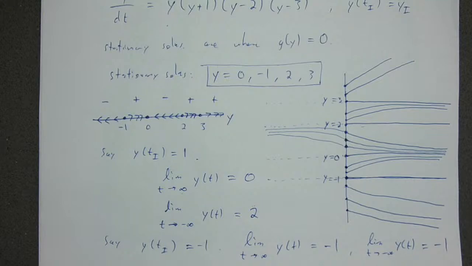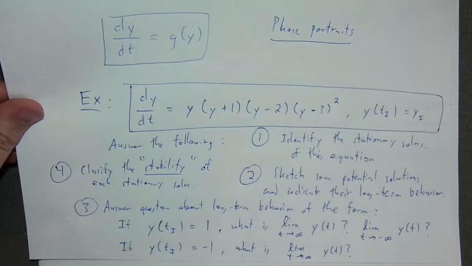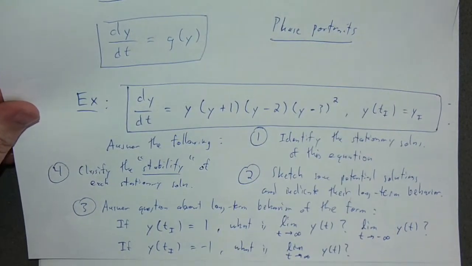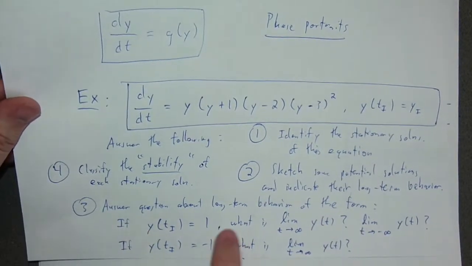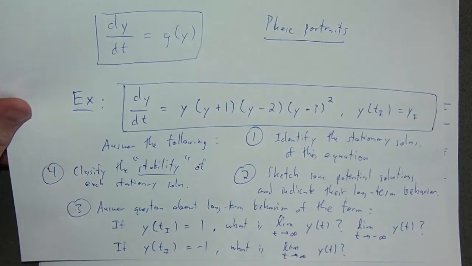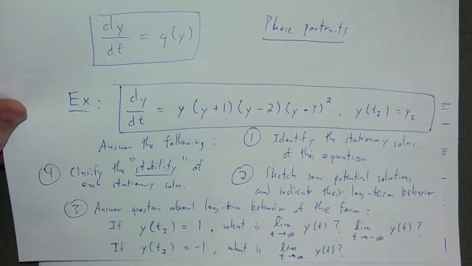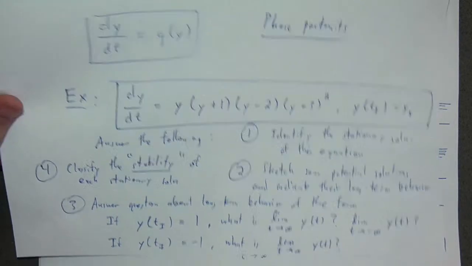Okay, so we've answered almost everything that we set out to answer. Identify stationary solutions to this equation, did that. Sketch some potential solutions and indicate their long-term behavior. Yep, that's exactly what we just finished. Answer questions about long-term behavior, like if I specify an initial value, what are these limits? We did that. So the last thing left to do is classify the stability of each stationary solution.